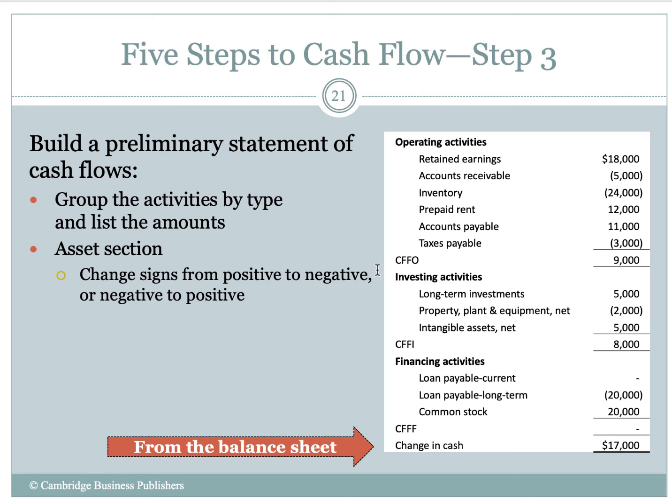So here's the preliminary step that we create. We have to create a preliminary statement of cash flows. Basically, all we need to do is group the activities by type and list the amounts. That's it, okay?